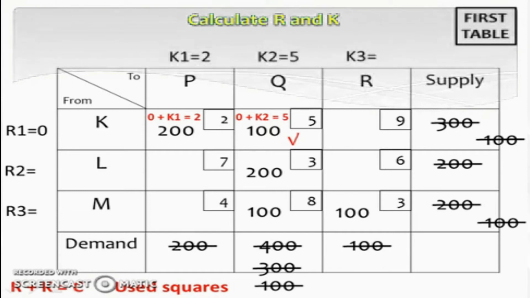While on this square, we have R2 plus 5 is equal to 3. Therefore, we have R2 is equal to negative 2. While on here, we have R3 plus 5 is equal to 8. Therefore, we have R3 is equal to 3. Finally, in the last used square, we have 3 plus K3 is equal to 3. Therefore, we have K3 is equal to 0.